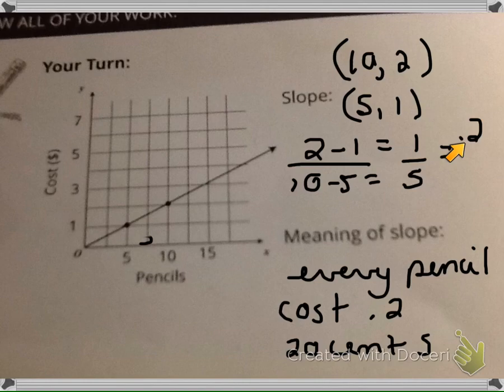All right, now, what is the meaning of the slope? Well, if I look over here, this is pencils. So for every one pencil, the cost is 0.2. Every pencil costs 20 cents, or 0.2. Okay, it's always every one. It always starts that way. So for every one pencil, the cost is 20 cents.